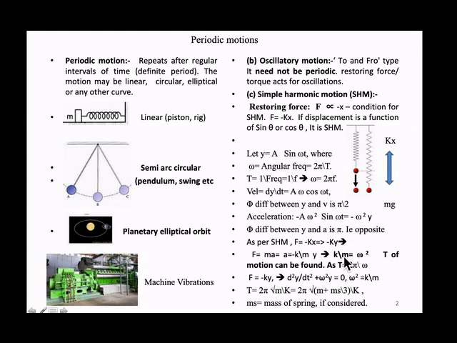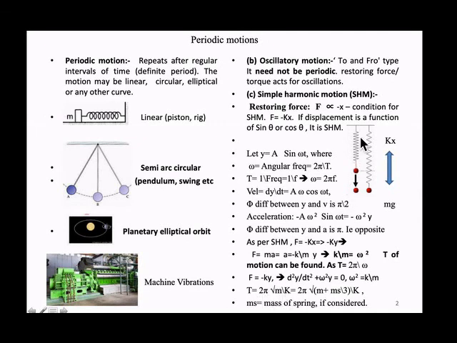Now what is the time period? 2 pi by omega, so 2 pi by root of k by m, which is 2 pi root of m by k. This is the time period of this oscillation. If m is the mass of the ball and k is the spring constant, the time period for a small oscillation is 2 pi root m by k.